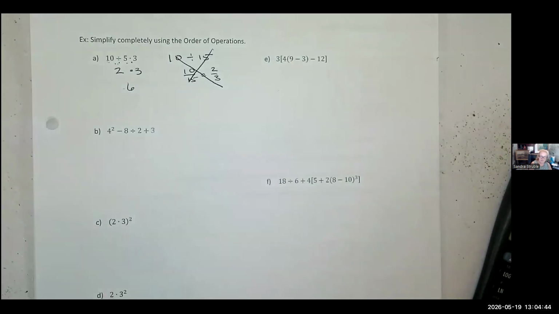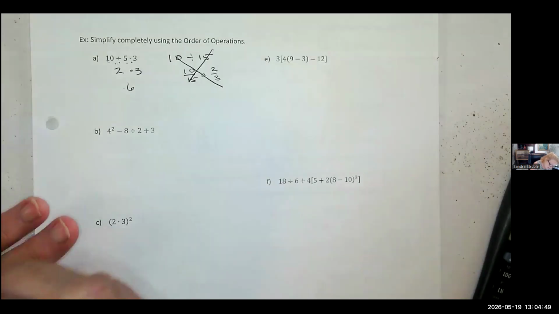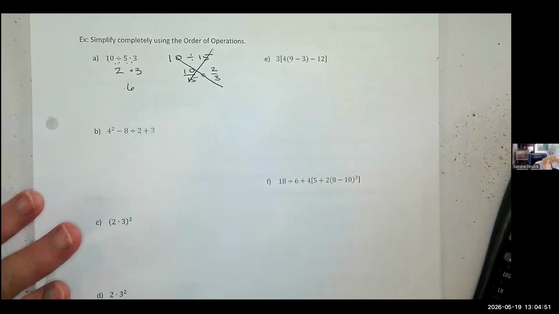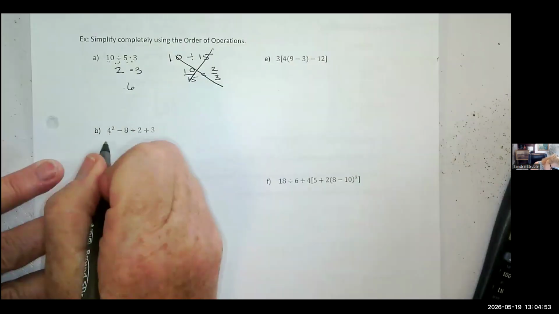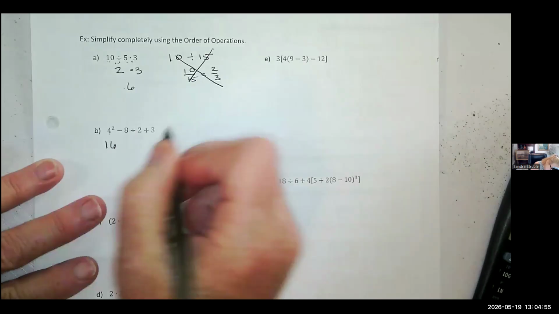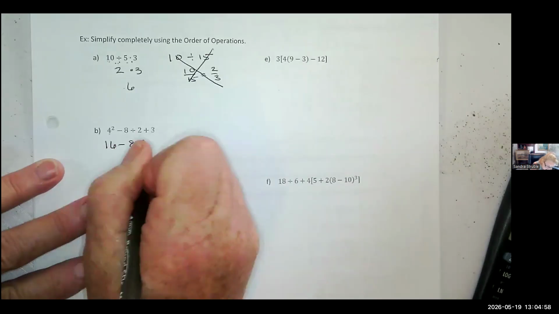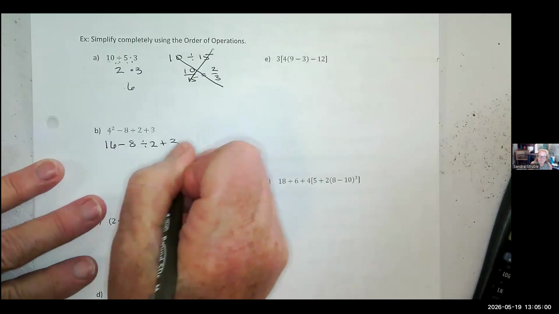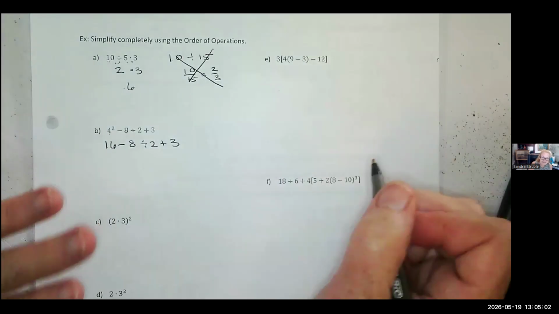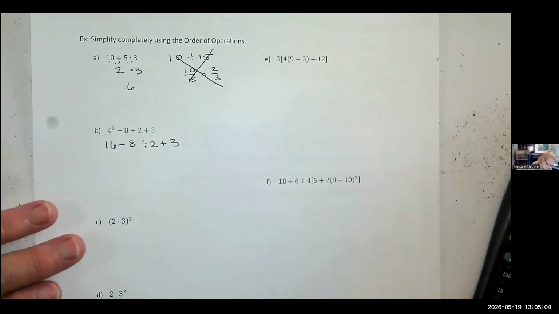So we've got order of operations: parentheses, nope, exponents. We're going to do our exponents next. 4 squared is 16 because it's 4 times 4. I'm going to bring everything else down. I know some of you hate to write. I don't know why, but this will save you mistakes if you just do one step at a time.